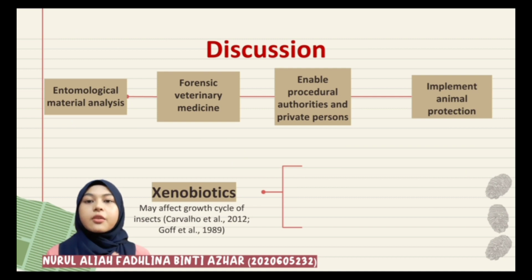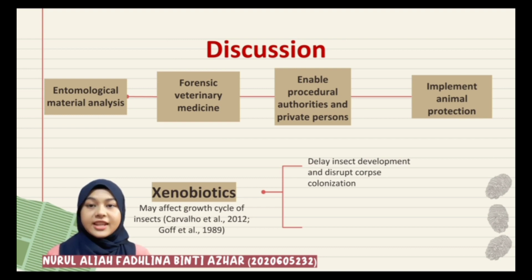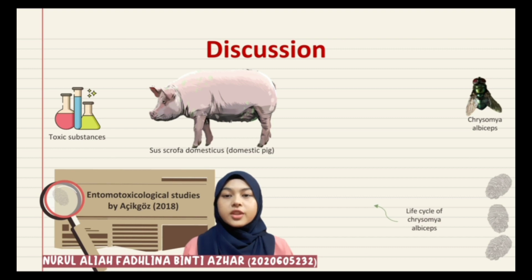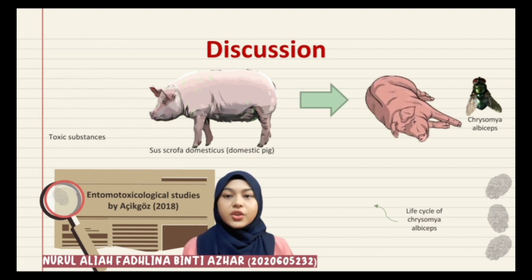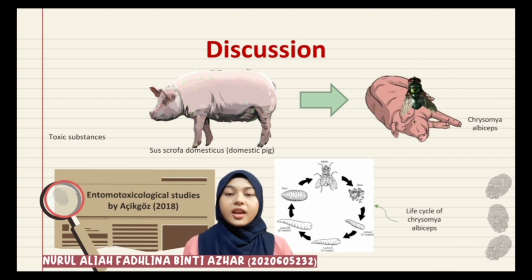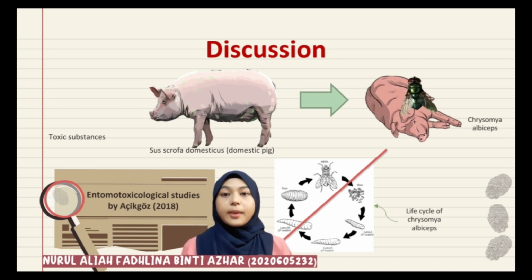In criminal investigations, forensic entomology is regarded as a key tool. The analysis of entomological material can also be used in forensic veterinary medicine, being one of the practical tools that enable procedural authorities and private persons to implement animal protection. Insects' length of growth cycle may be significantly impacted by xenobiotics in various ways. Some delay insect development and disrupt corpse colonization, while others reduce developmental processes compared to controls. Asikkov's entomotoxicological research on domestic pigs in 2018 shows clearly that toxicants have changed the Chrysomya albiceps life cycle. This supports the validity of carrying out the aforementioned analysis to minimize PMI estimation errors.